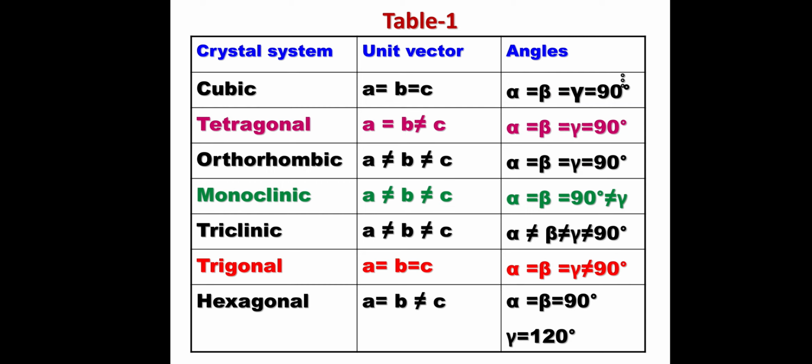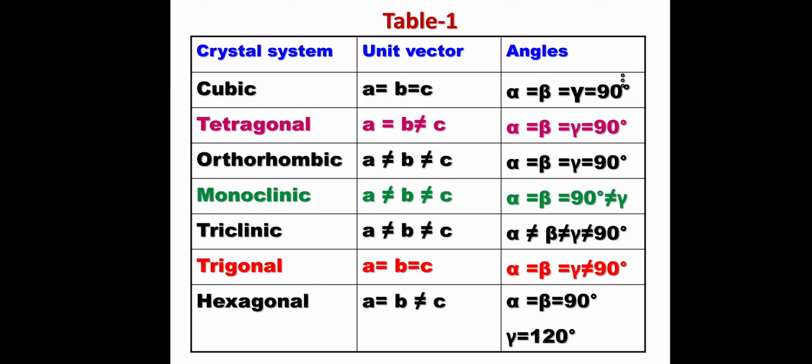And the third system, orthorhombic. So in orthorhombic, all the three sides of a cube are unequal. A not equal to B, which is not equal to C, and of course all interfacial angles are equal, each is equal to 90 degree. And some examples of orthorhombic: KNO3, that is potassium nitrate, BaSO4, that is barium sulfate, and MgSO4, magnesium sulfate. They are the examples of orthorhombic.